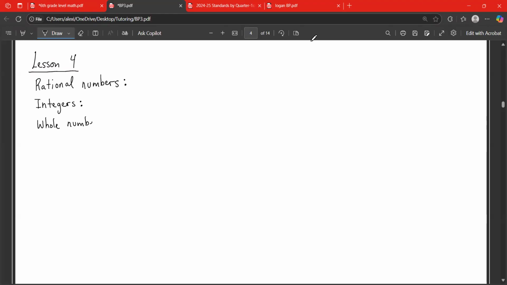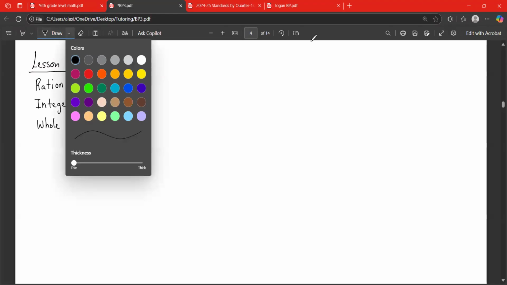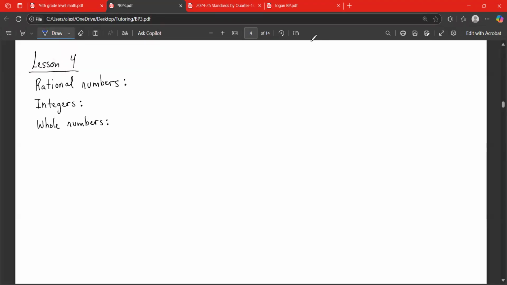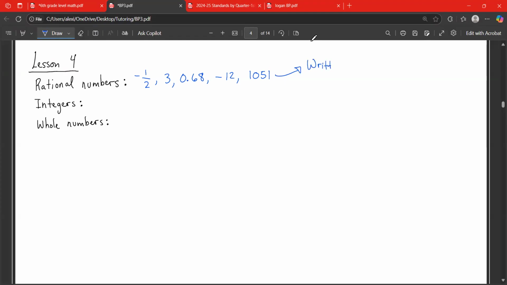Of course, don't forget there's natural numbers, but natural numbers are whole numbers, not including zero. Natural numbers are your counting numbers. So rational numbers, let's just write down some. So negative a half, 3, 0.68, negative 12, and then let's go big, 1051. These are all rational numbers because they can be written as a fraction.